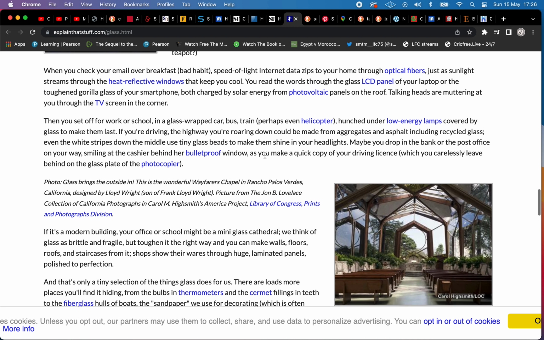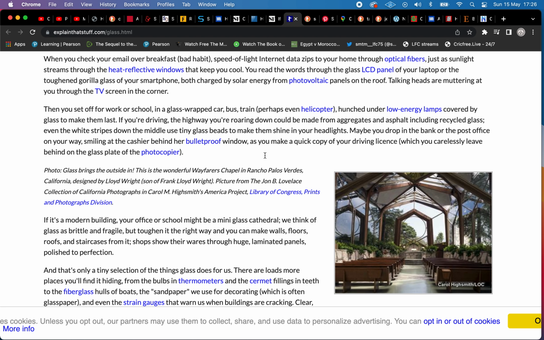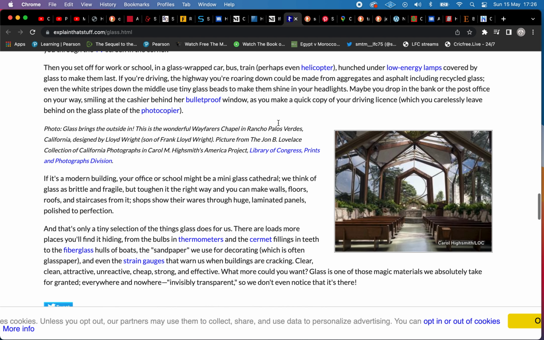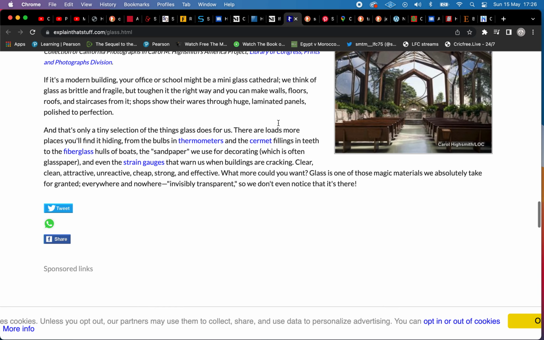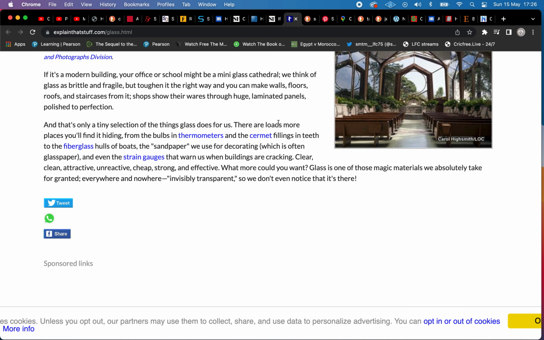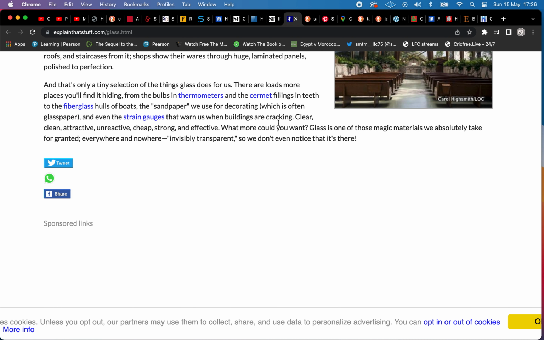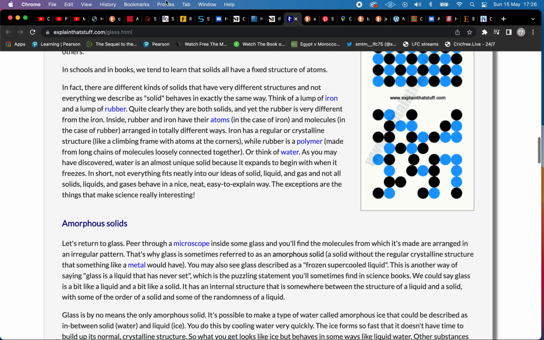glass teapot, a glass wrapped car, bus, train, helicopter, glass on the photocopier, thermometers, fiberglass hulls in boats. So it's saying glass is a magic material we take for granted. It's everywhere and nowhere. So it's invisibly transparent. We don't even notice it's there.